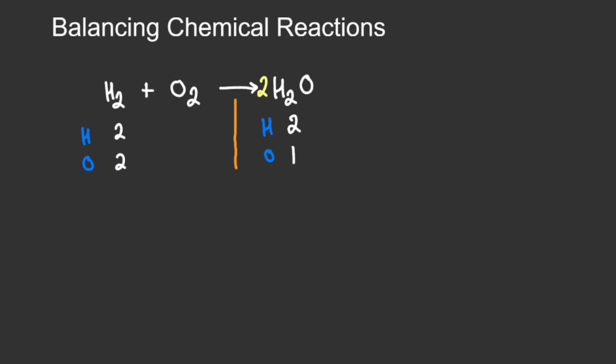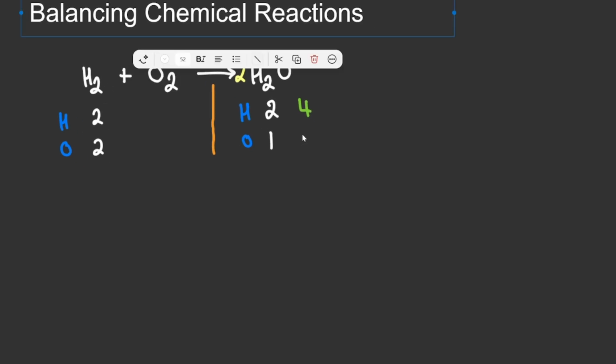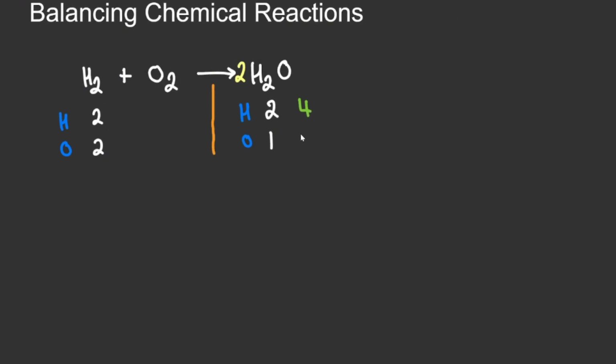Now what that's going to do is change the amount of oxygen and hydrogens we have on the product side. We now have 4 hydrogens and 2 oxygens.